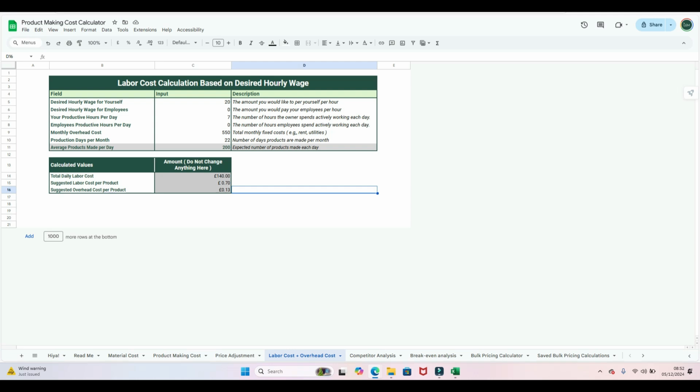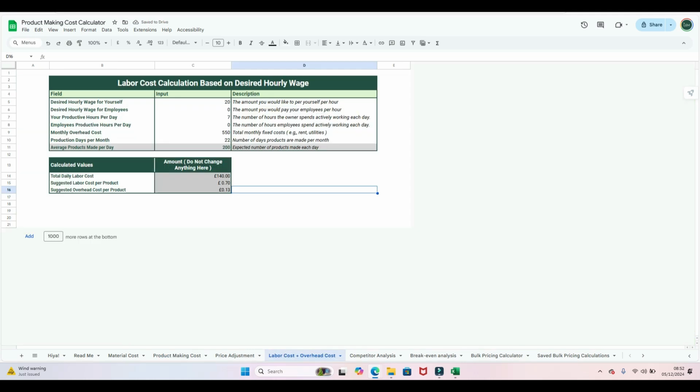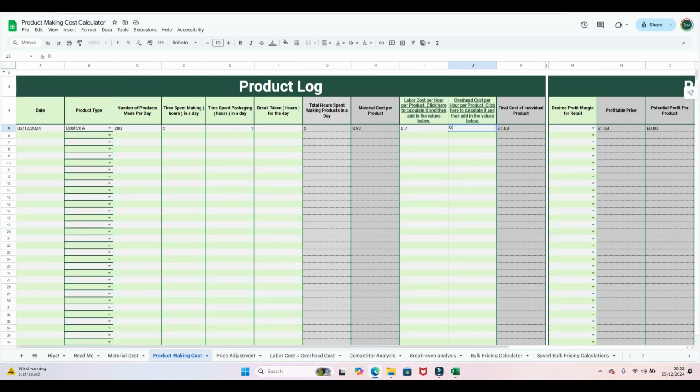So your labor cost per product is 0.7 and you put it here. And then your overhead cost per product is 0.13 and you put it here. And there you have it. You have a final cost of the individual product. So this is 1.76. You can see the material cost that we calculated was 0.93. And then your final cost is £1.76.